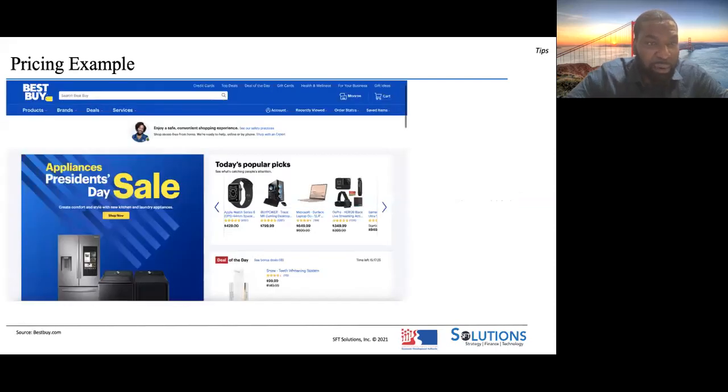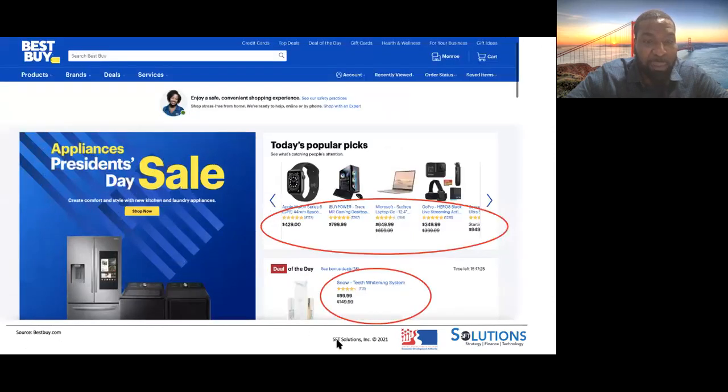Here's an example from Best Buy. I'm going to blow this up a little bit, but you can see what I'm talking about. Ends in 9, simple pricing, and then anchoring. They're showing you the deal of the day, what that is marked down from. That's intentional. You're seeing, hey, I'm getting $50 worth of value in this product. And look at all their prices, $429, $799, $99, and so on. There's a reason why folks are doing this.